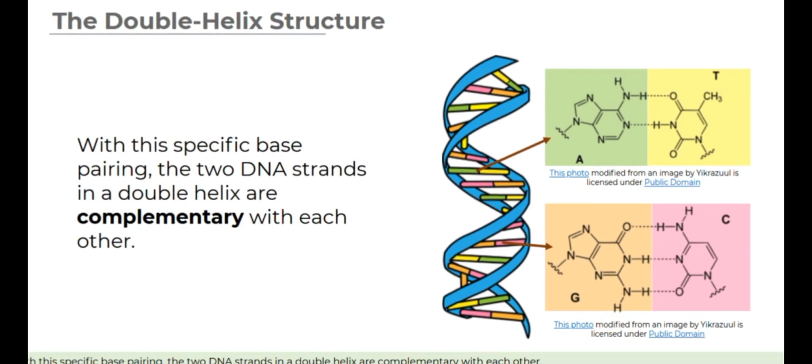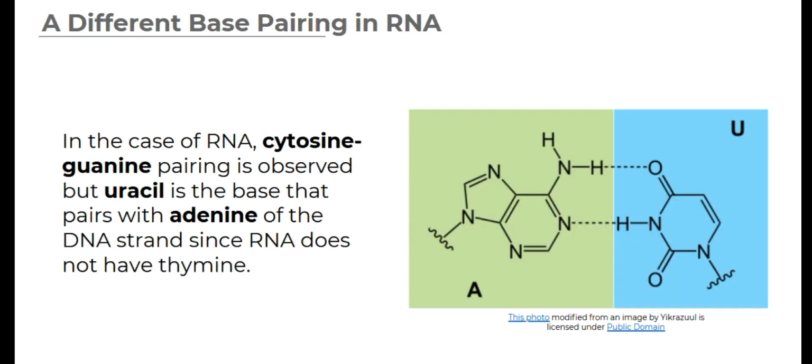The double helix structure. With this specific base pairing, the two DNA strands in a double helix are complementary with each other. A different base pairing in RNA. In the case of RNA, cytosine-guanine pairing is observed, but uracil is the base that pairs with adenine of the DNA strand since RNA does not have thymine.